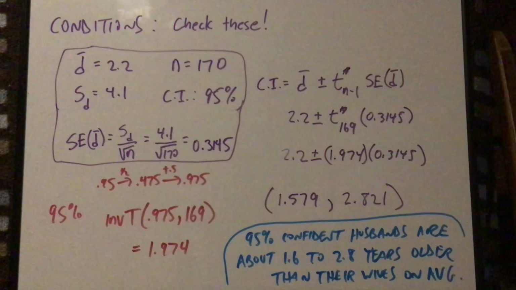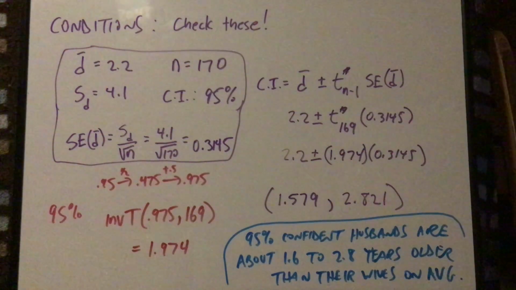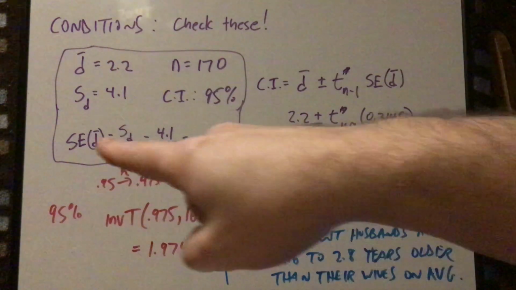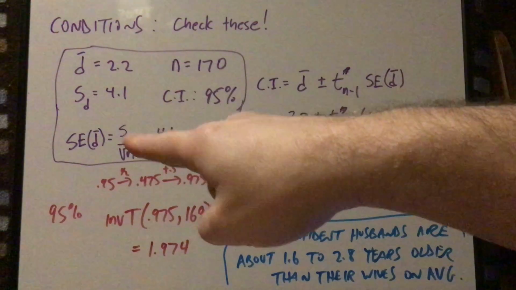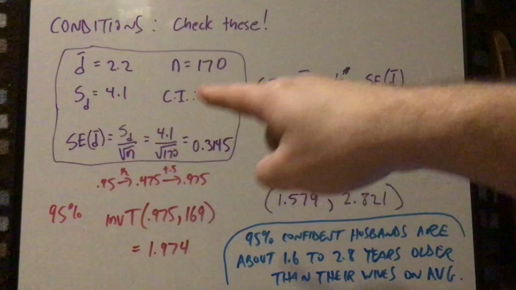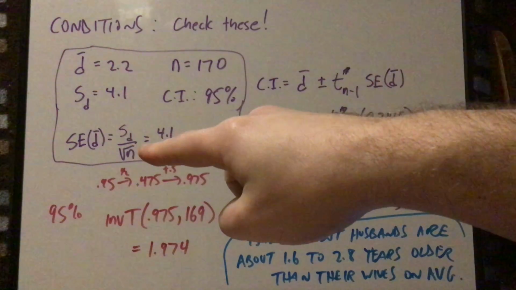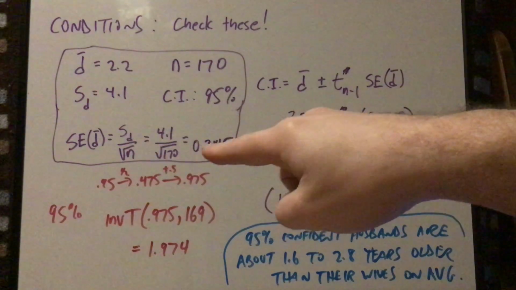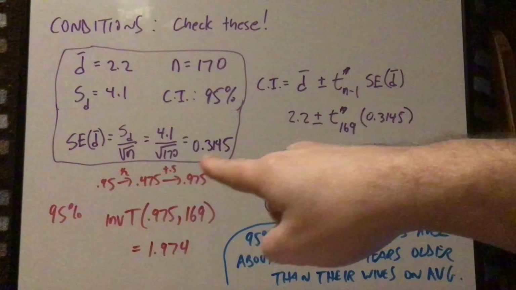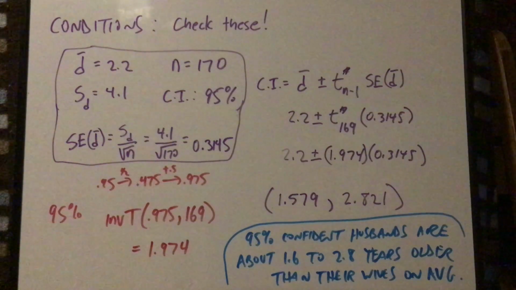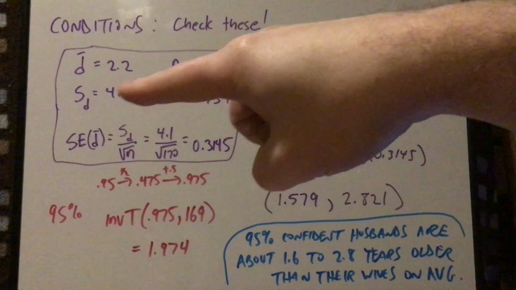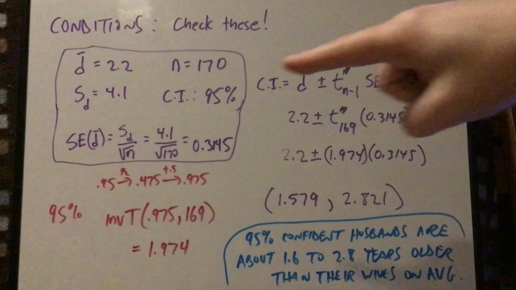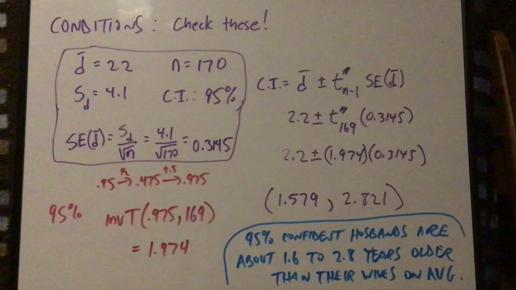So basically, if we keep taking samples of 170, based on this sample, what would the distribution look like? Well, the standard error tells us take the standard deviation, 4.1, divide by the square root of n. Our sample size is 170. So for sample sizes of 170, how spread out will they be? Their standard error is 0.3145. Make sure you know the difference between the standard deviation of the original list and the standard error, which is the spread of the differences of samples of 170.